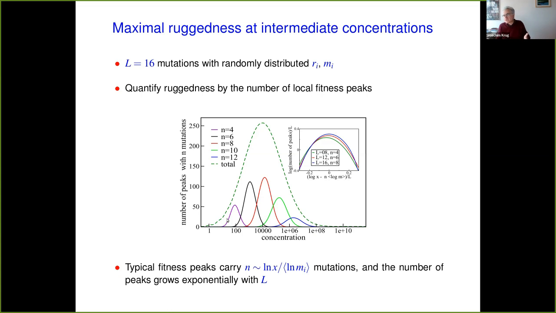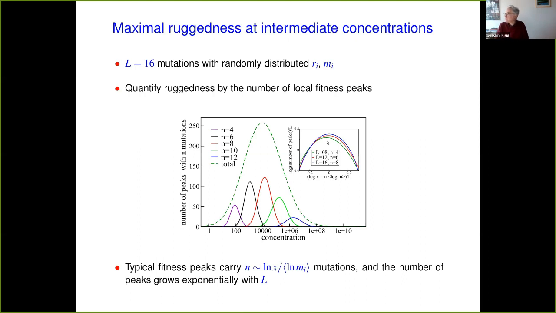So it turns out, and this of course is part of the construction of the model, as you increase the concentration, more and more of these mutations become beneficial. And so in fact, one can show that the typical number of mutations that are present at concentration X scales as log X divided by the average of log MI. And so these are now peaks with four mutations, with six mutations and so on. So the different classes of peaks become important. But importantly, the total number of peaks grows exponentially with L, right? So there's an exponential number of peaks. Remember the total number of sequences is 2 to the L. So some fraction of these, which is also exponential in L, are peaks at intermediate concentrations.